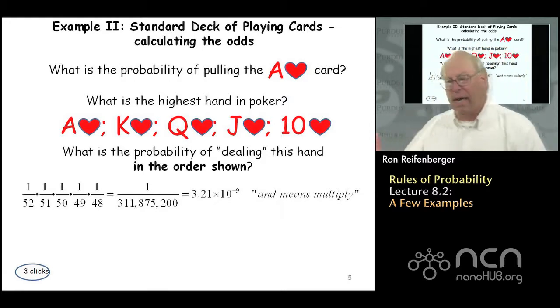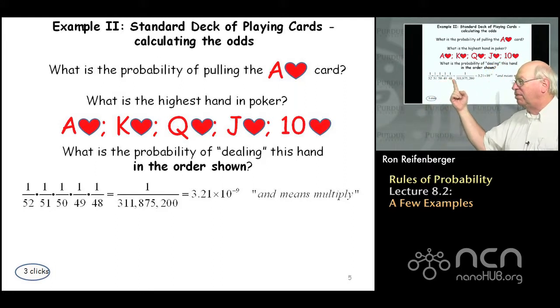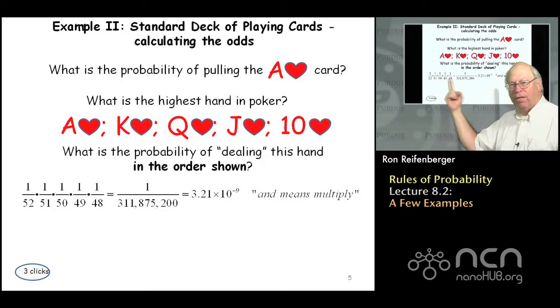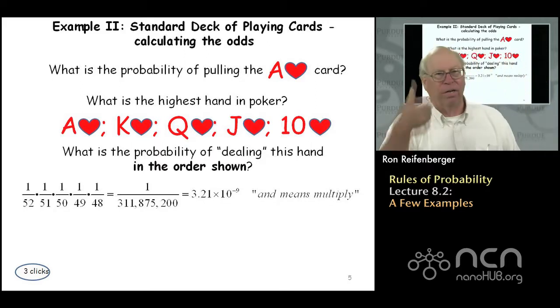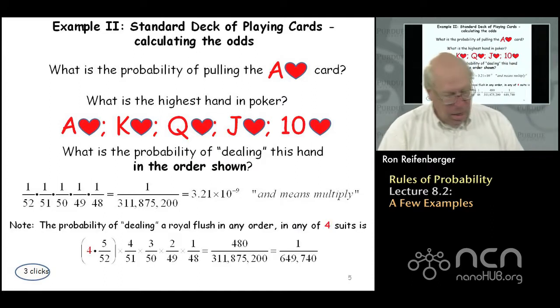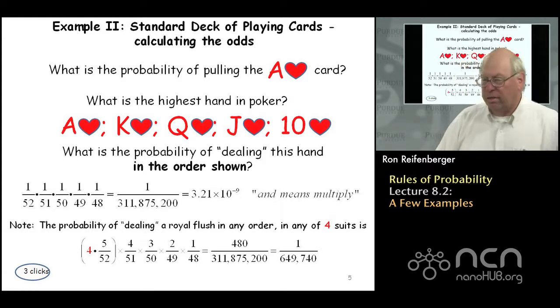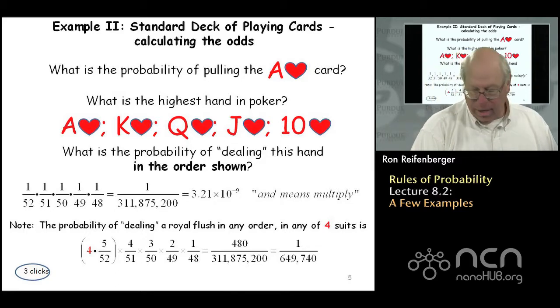But that gives you the idea how to calculate these probabilities, right? And notice that we're multiplying the probabilities because these are all joint probabilities, right? So we have to multiply the probability of each event in order to get the total probability. I'll just comment by saying that if you want to calculate the probability of dealing a royal flush in any order in any of the 4 suits, I calculate that down here. It's about 1 in 650,000 to achieve that goal.